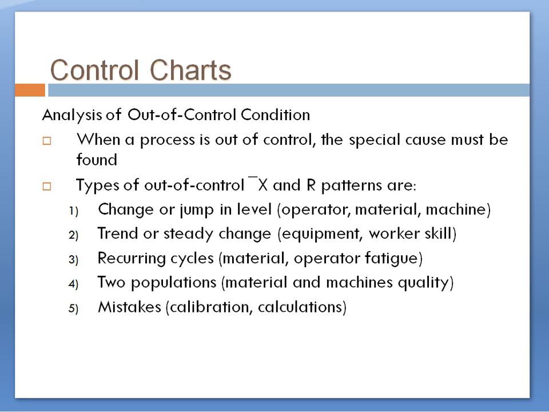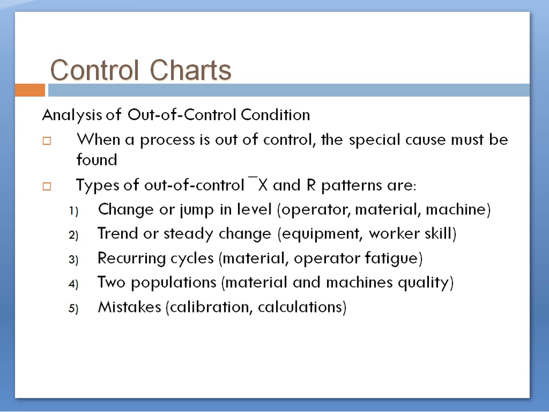So control charts help us to understand if the process is in control or out of control. Also, they help us to find out what that out of control condition is. So when a process is out of control, we have to find that special cause of variation. And depending on the type of control chart you're using, the patterns will mean something.